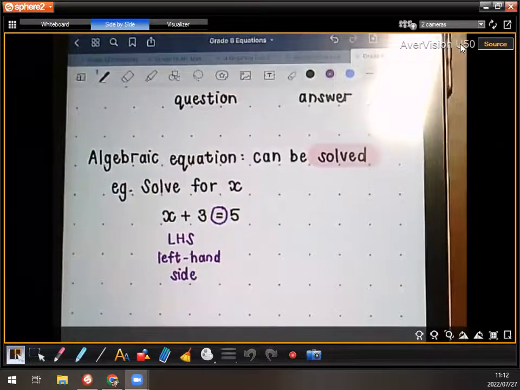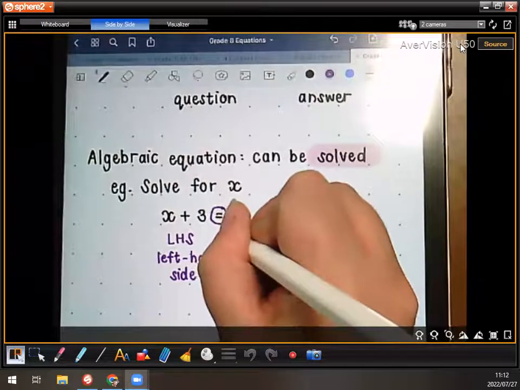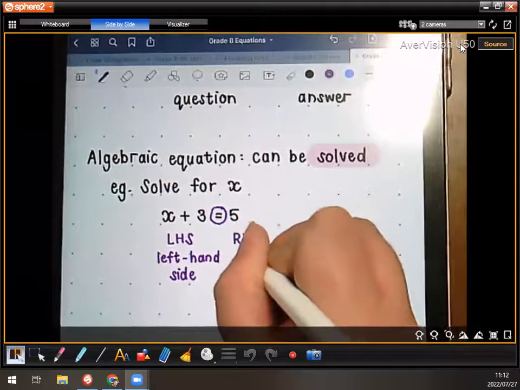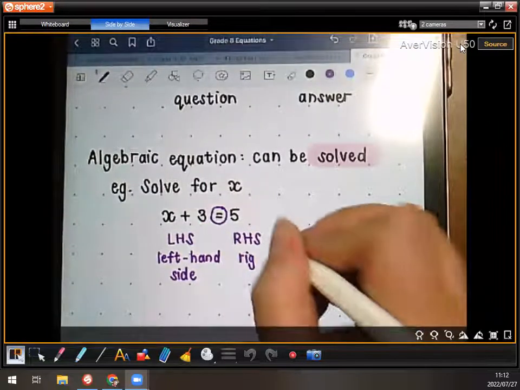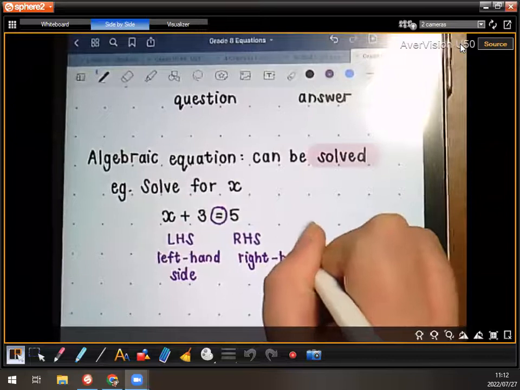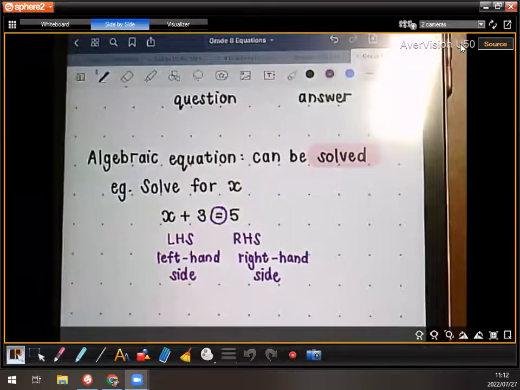So whatever is on the left-hand side of the equal sign, we call that the left-hand side. Okay, this is left, right? And here, the 5 is the right-hand side. You can use LHS and RHS. You are allowed to write that. You don't have to write out right-hand side every time. We're just writing it now so that you know what it means. Okay.